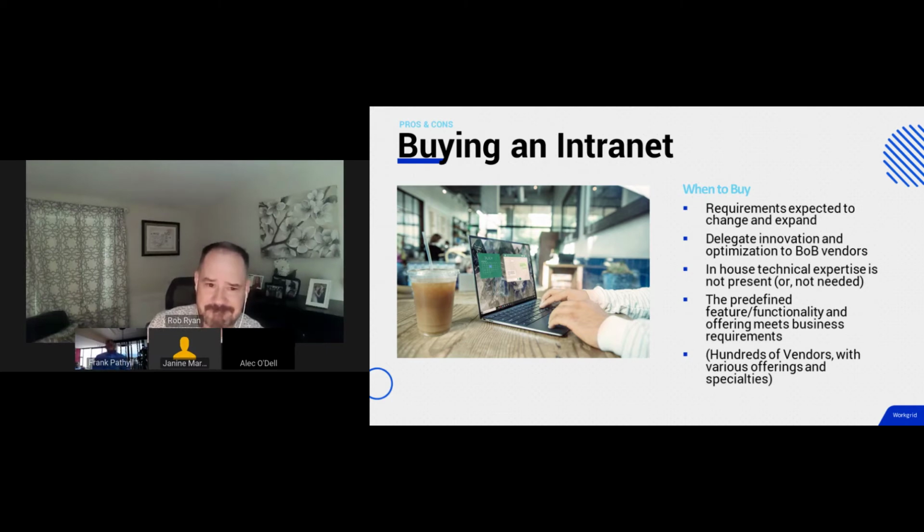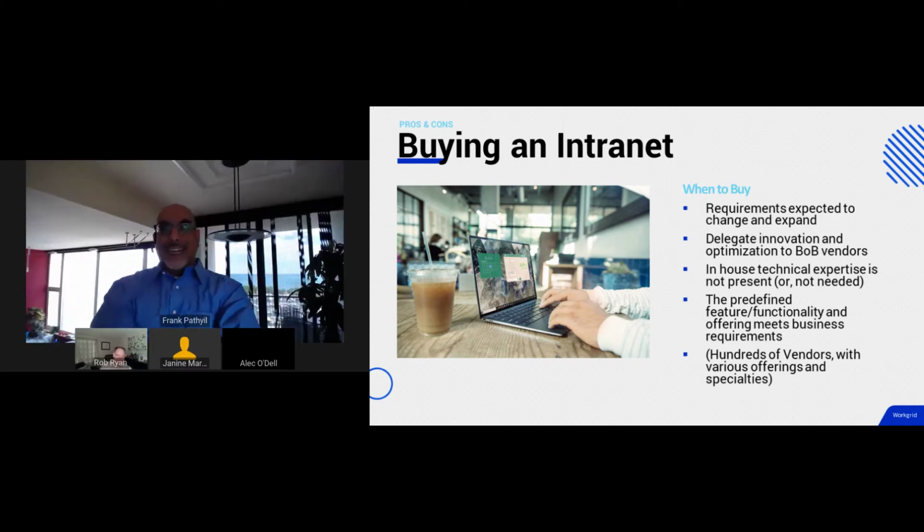Conference rooms. I'm trying to remember what a conference room was. Okay, sorry, let's keep going.